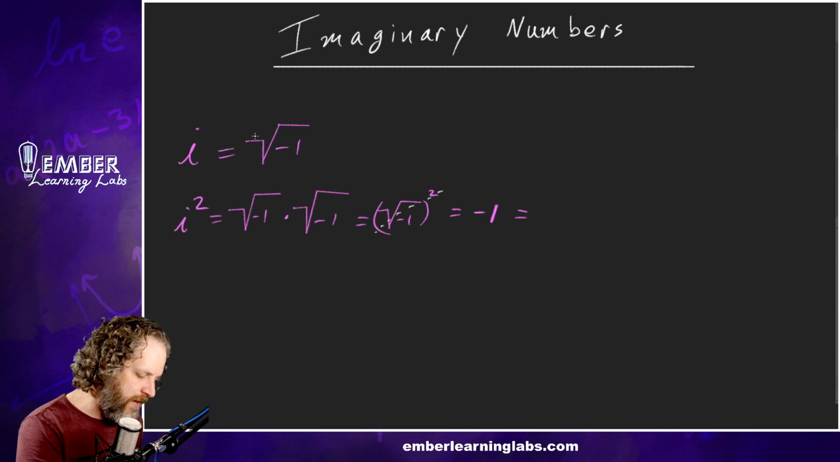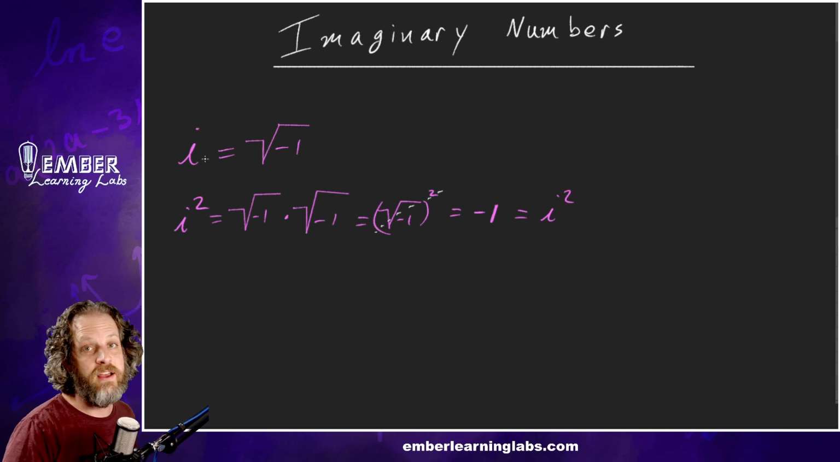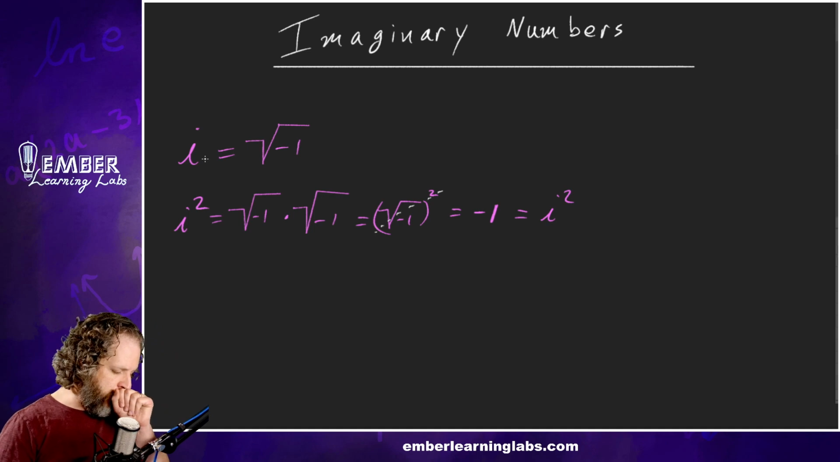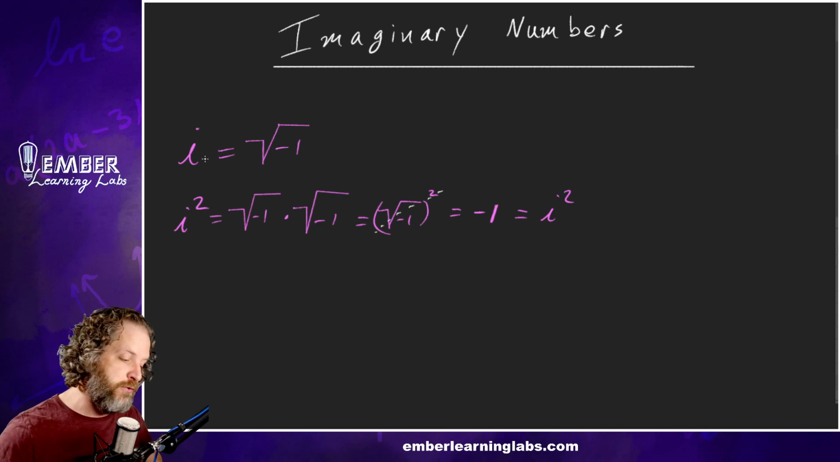And so it's really important that we understand that i squared equals -1. Of the four that we're about to look at, this is probably the most important, along with i by itself. Those are probably the two most important, because we're going to see them used the most in examples.